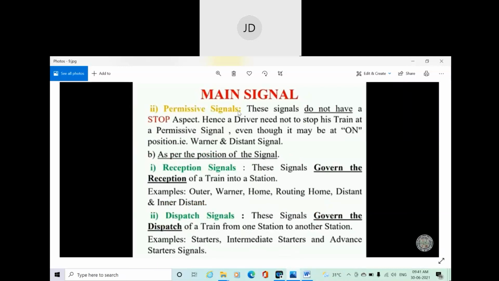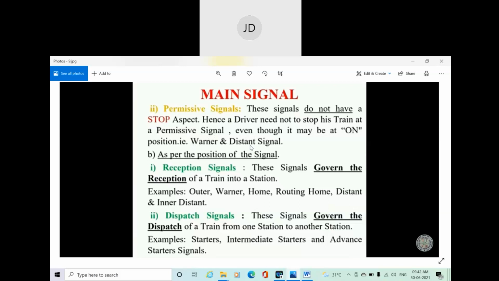And basically, what is a permissive signal? Permissive signals do not have a stop aspect, just the opposite of stop signal. In case of stop signal they have an aspect of stop, but permissive signals don't have a stop aspect. That means when a permissive signal is active, a train need not be stopped. Hence, a driver or loco pilot need not stop his train at a permissive signal, even though it is at on position. For example, Warner signal and distant signal.